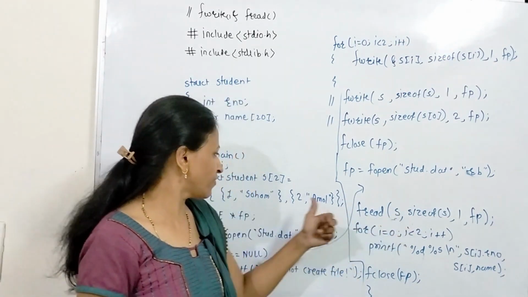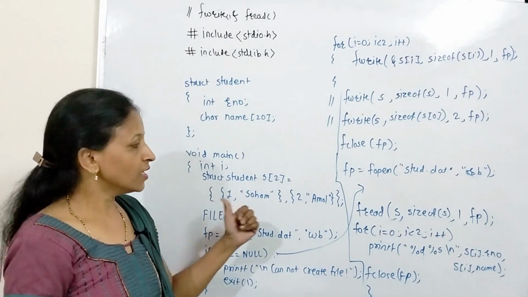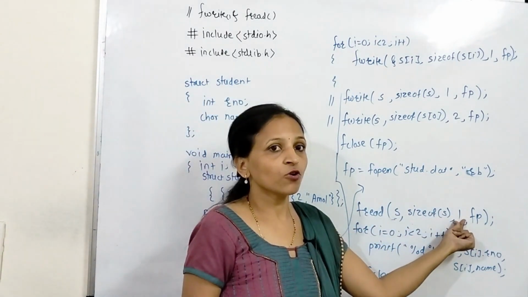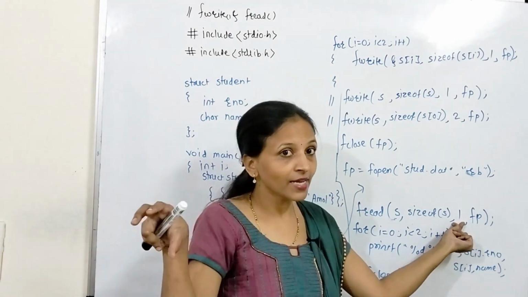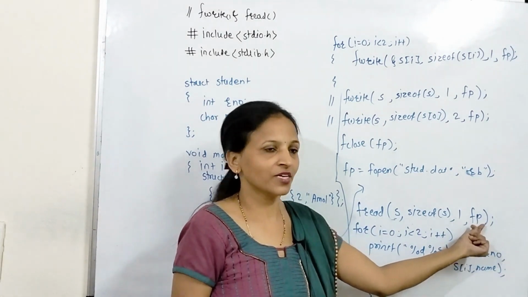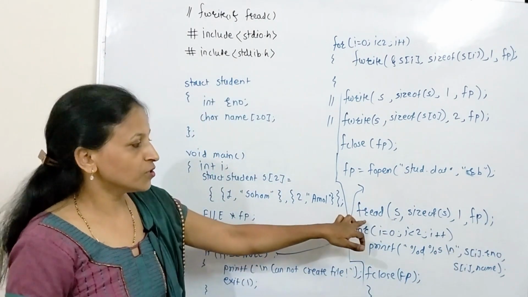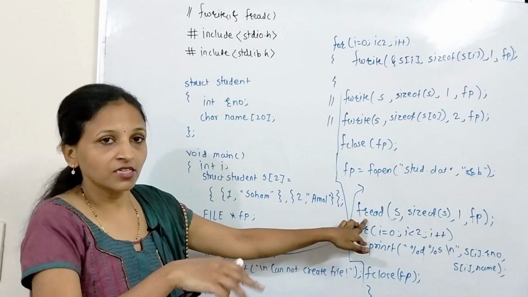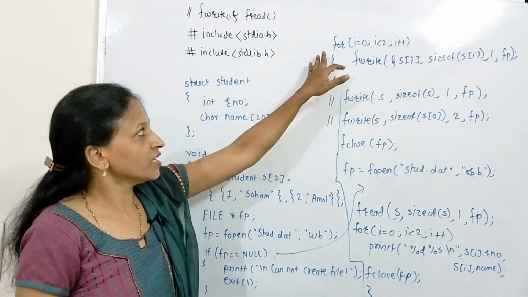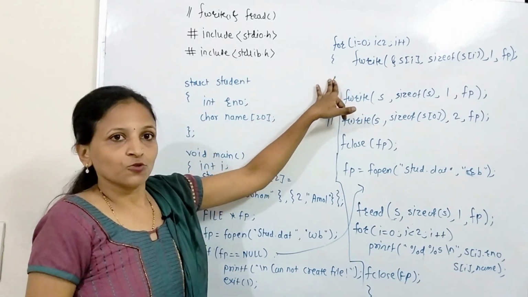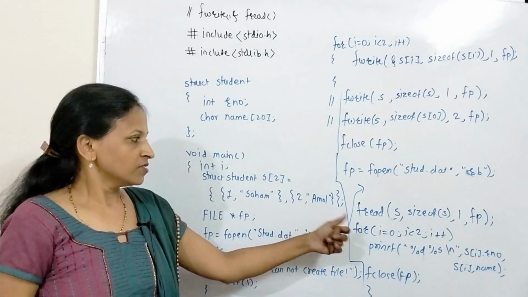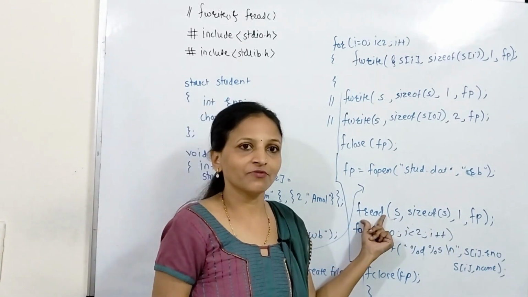The first argument is the name of the array, that is nothing but the address, the location. Size of s means the size of that whole array. How many records? Here consider the array as one record, that is one, and fp is the file pointer. Or again you can use the fread function in another way: you can place that fread in a loop also. That's why we will read record by record with the help of this fread function.